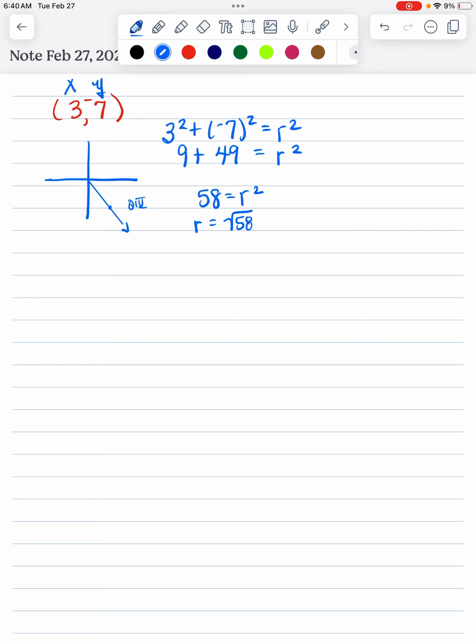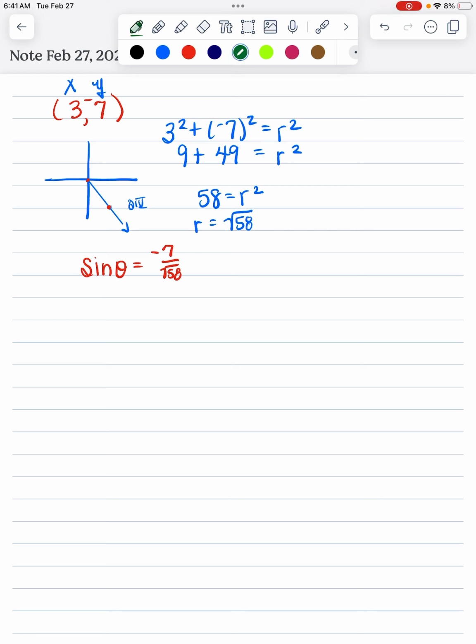Now remember, that's just the length, basically, from the origin to wherever the point is. You're finding the radius of the circle, and that's why we call it r. So, again, hopefully you have your x, y, r notes. You might want to locate those. So, for example, if I wanted to find the sine, I know the sine is y over r, so it would be -7 over the square root of 58.